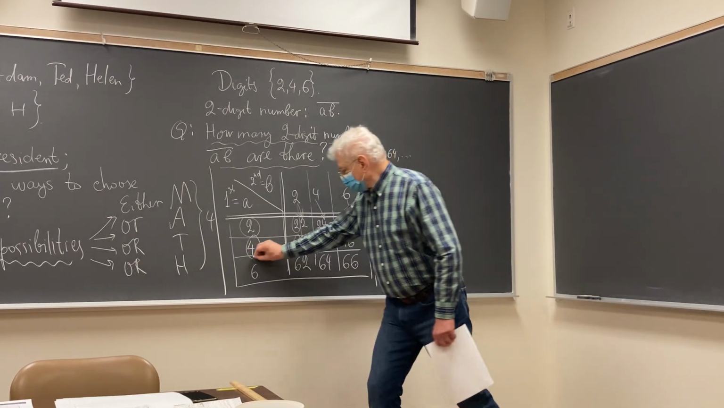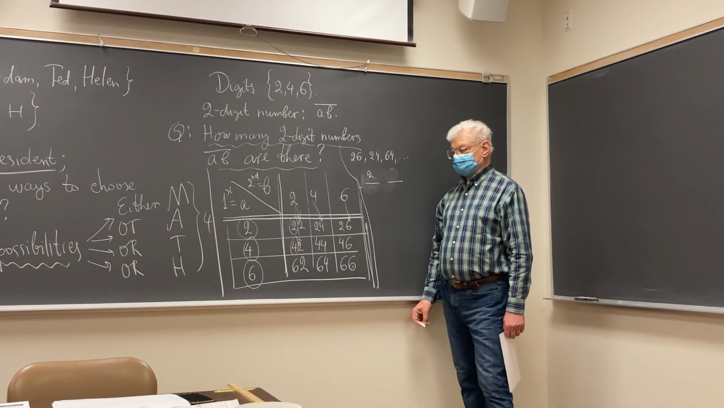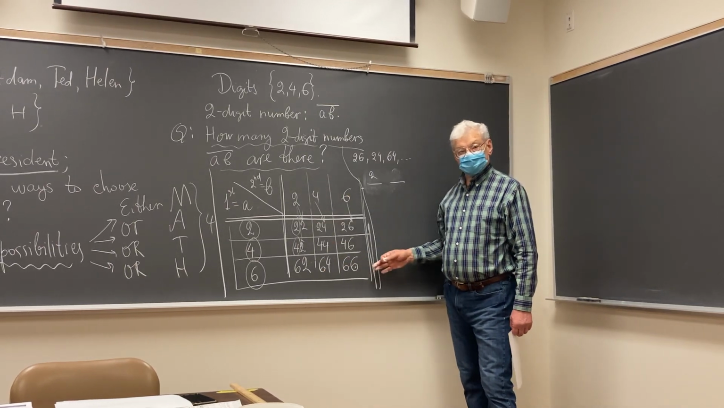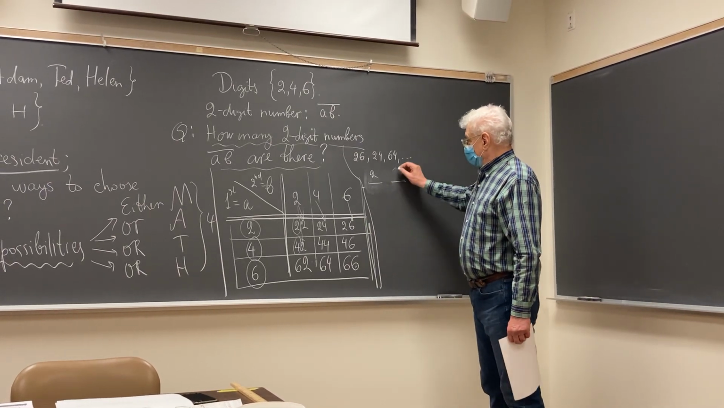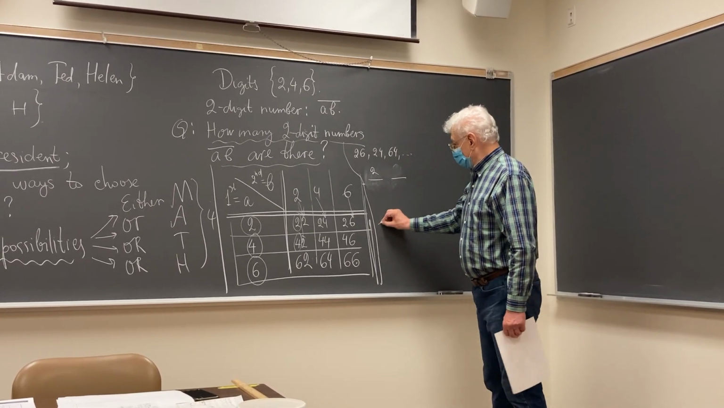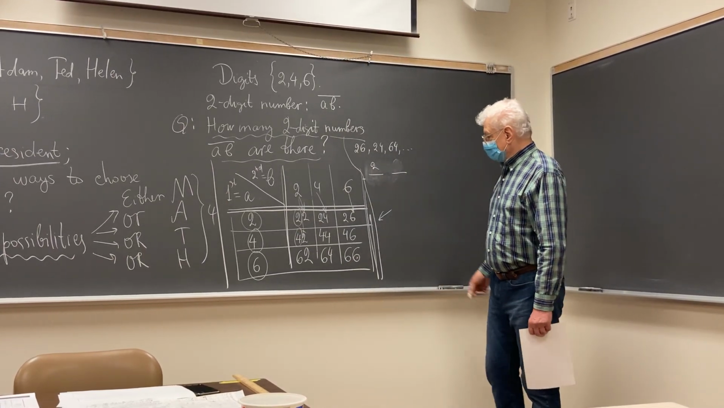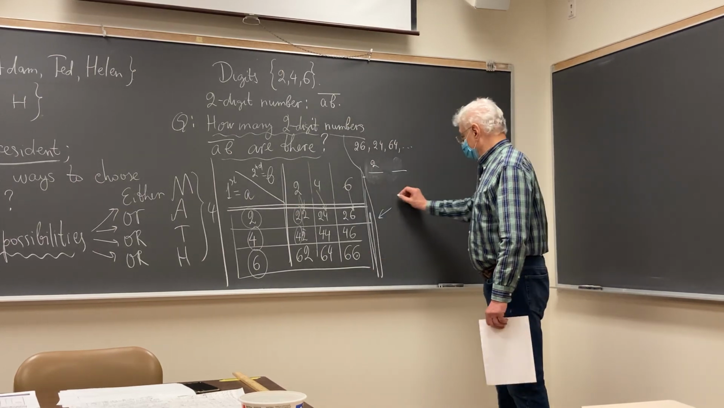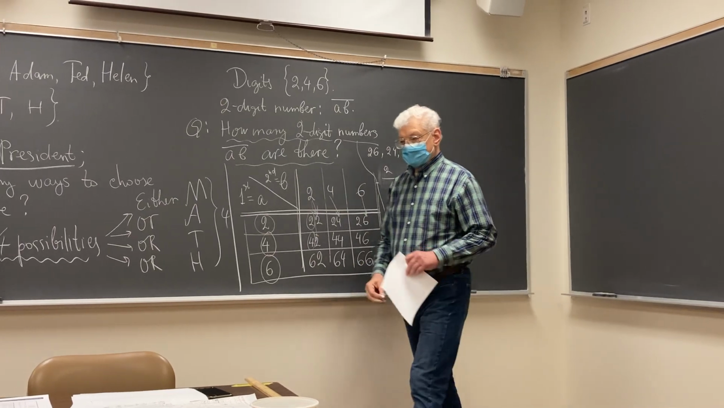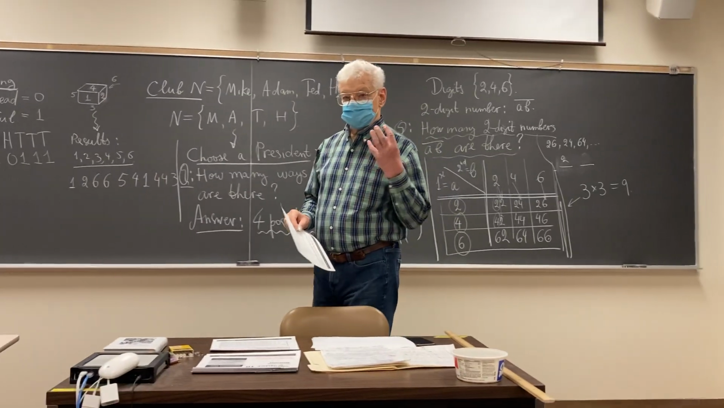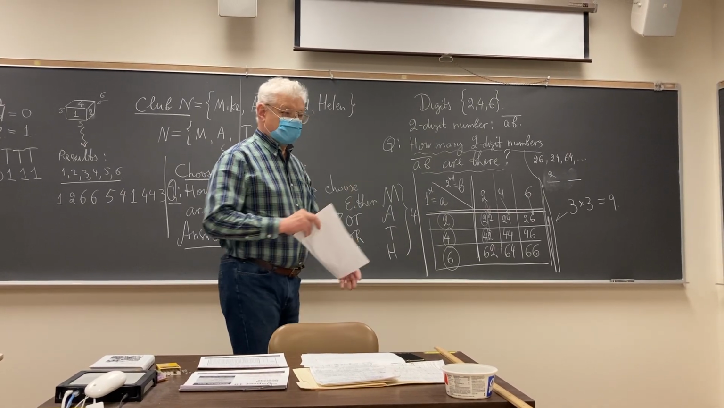So how many total two-digit numbers can you write? All of those are here, and we see that the number of ways to write a two-digit number using 2, 4, 6 is 3 times 3 equals 9. You see there are 9 numbers. Important here is not the number 9 itself. Important is how we find it.